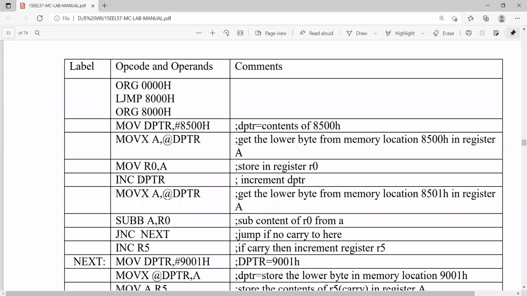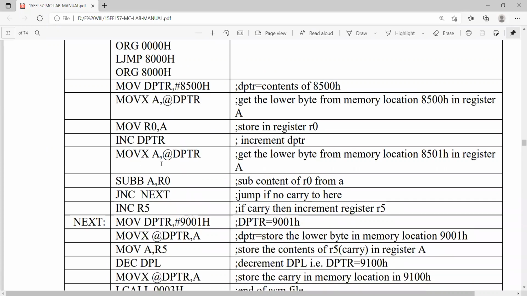So this is the INC DPTR. So therefore in that location we have a second data. That second data you can transfer to the accumulator. So your accumulator is having the second data, and your register R0 is having the first data. So second data minus first data. So that is a SUBB. This is the instruction for subtraction. SUBB A comma R0. So therefore A minus R0 it will perform.